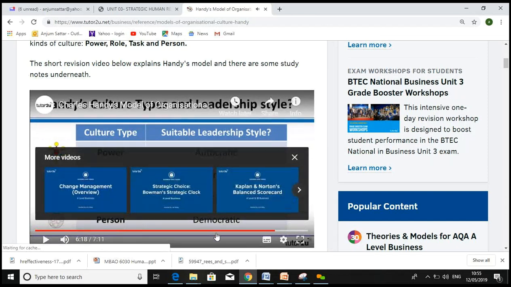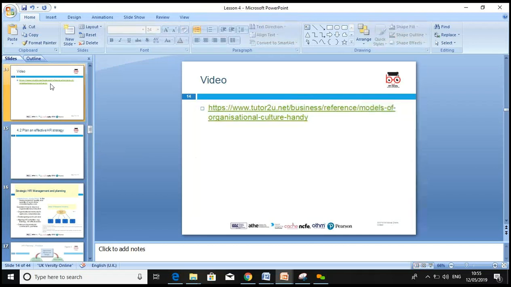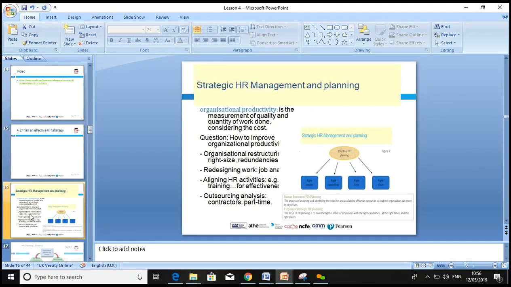When you do your assignment, you can add these in your discussion as well. That's all about 4.1, where we discussed structure, cultures, and how we can link with the overall organization objectives and how we can achieve them. Second, 4.2, plan and effective HR strategy. The plan is where we are and where we want to be, and the strategy is action planning, how we will do the thing.